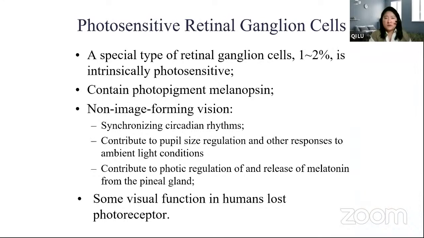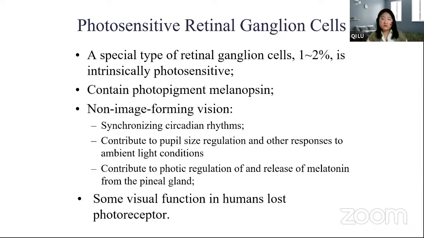Here I'm just going to very simply talk about the photosensitive retinal ganglion cell. It's a specific type of retinal ganglion cell. It's intrinsically photosensitive. That means that it has a light sensor or light receptor like rhodopsin. In ipRGC, it's called melanopsin, and it cannot form any image but functions to synchronize the circadian rhythm. It can contribute to pupil size regulation and other responses to ambient light condition. So it's a quite wide field. It does not focus on the detail like lines or bars. It provides a very general light sense, like the background, contributing to pupillary regulation and release of melatonin from the pineal gland.